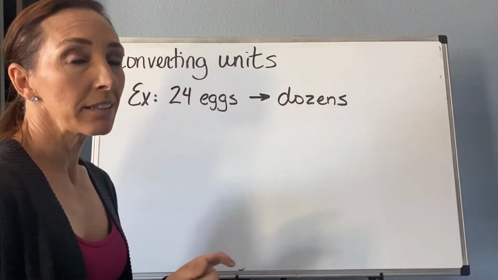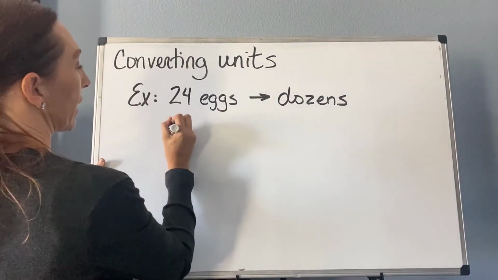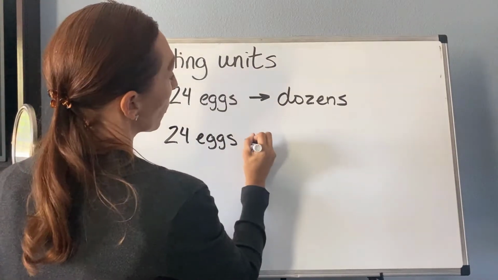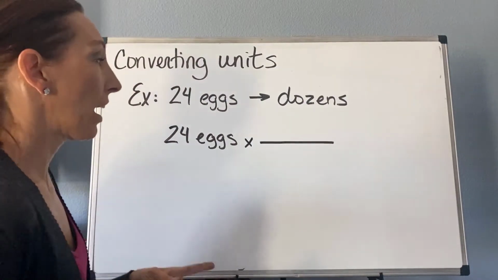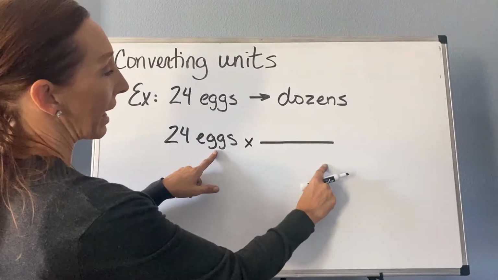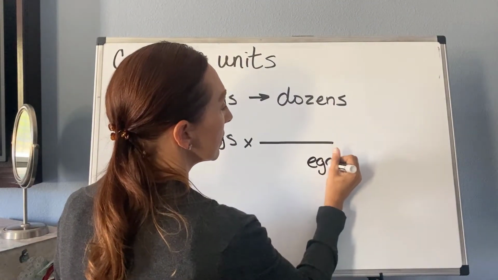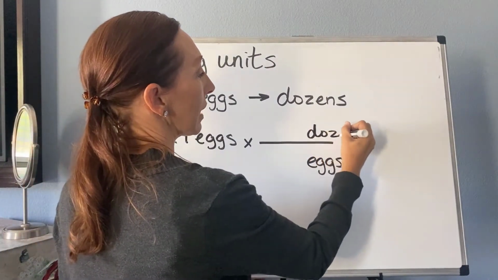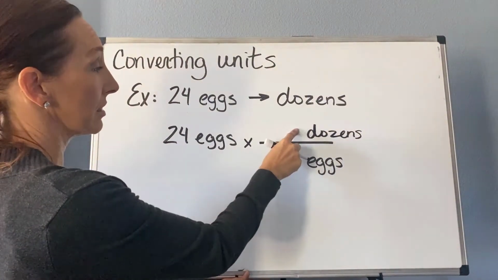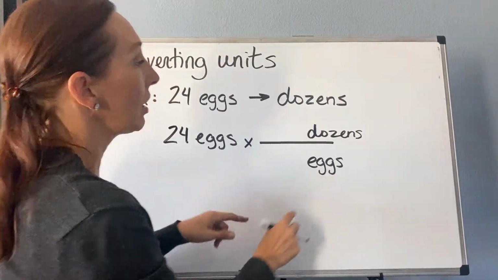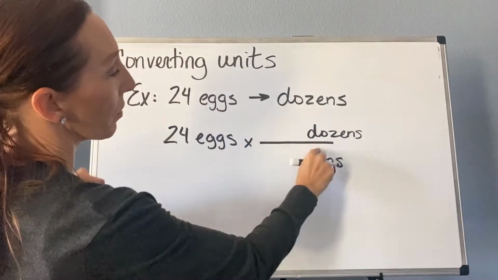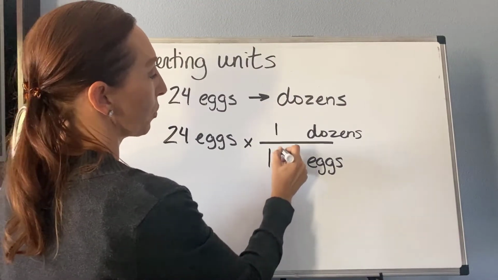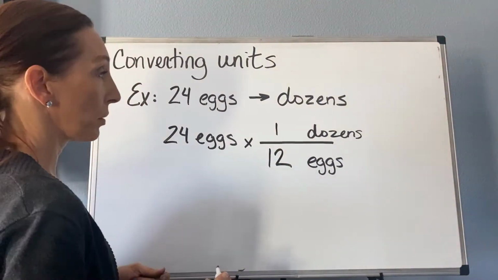But if I were to do this in the methodical way, I would say, okay, I have 24 eggs. And then I would multiply that by whatever this factor is. And so I want to cancel out my eggs. So I'm going to put eggs in the bottom, in the denominator, and I'm going to put dozens in the top, because really what I'm saying is I want to convert eggs to dozens, and I'm going to get to cancel the eggs out. And this bar here represents an equal sign. So 1 dozen equals 12 eggs.